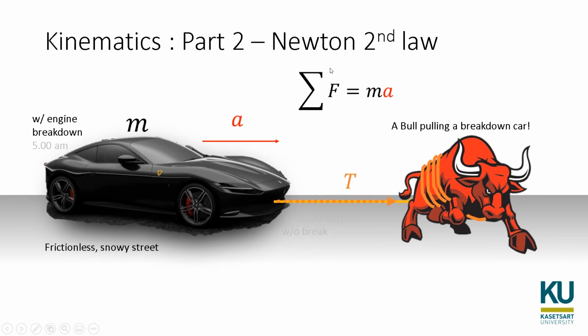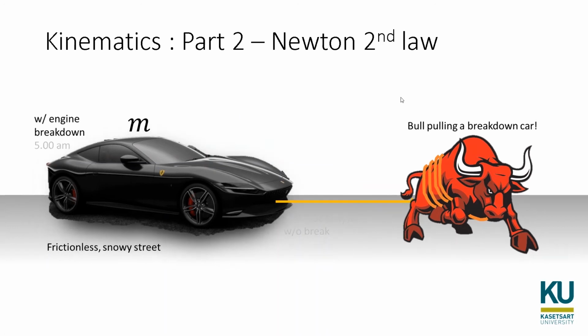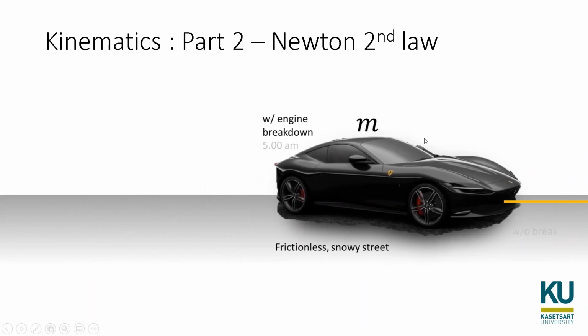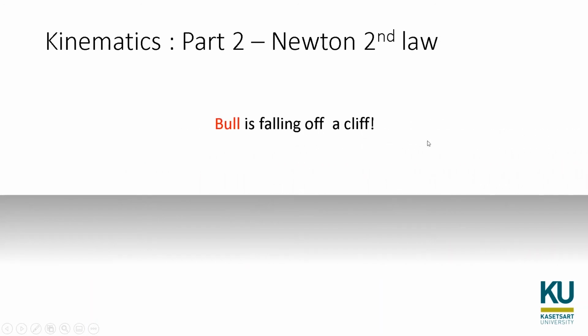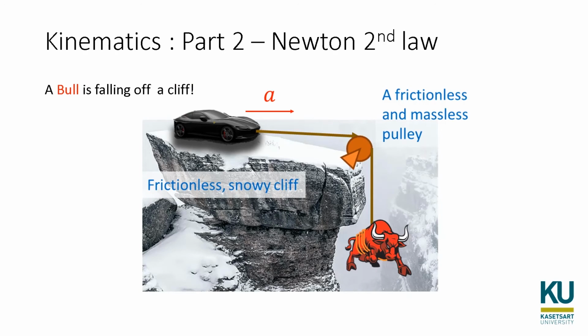If you have a force exerted on the system, in this case the ball pulling the car with a force, the tension T, this makes the car move with an acceleration. This is the key of Newton's second law of motion. When the ball keeps pulling, it can drag the car to some point. Now the ball is falling off the cliff like this. This is the second part of the experiment.